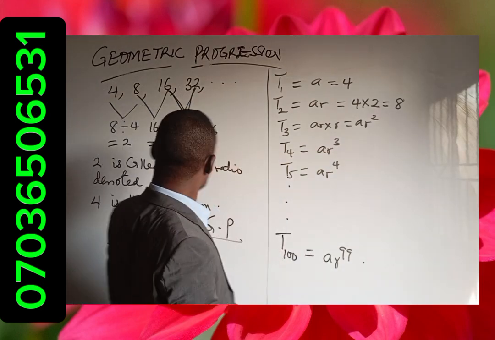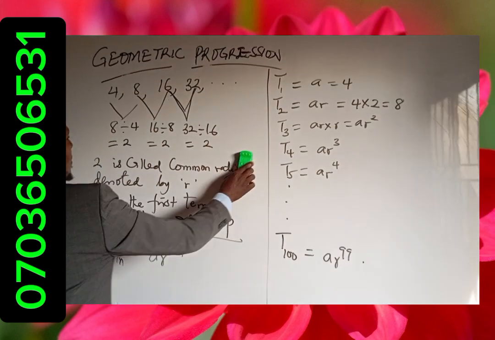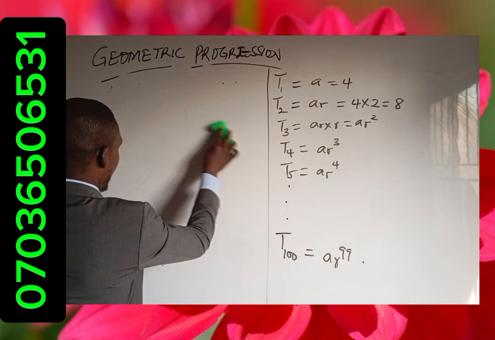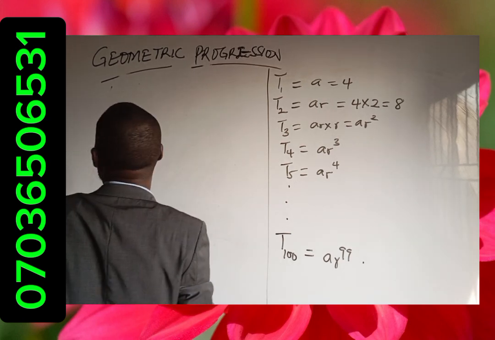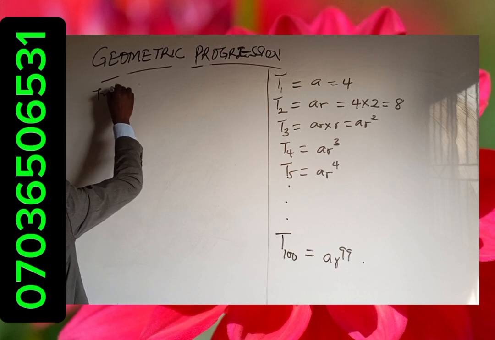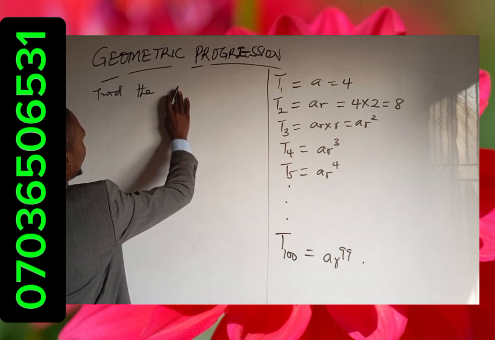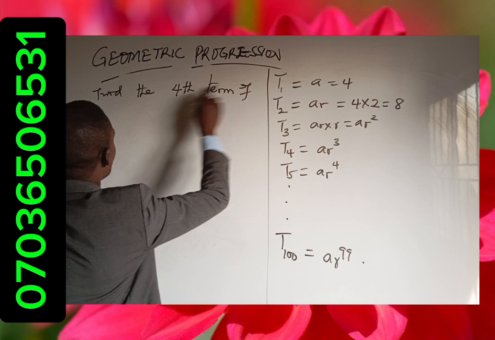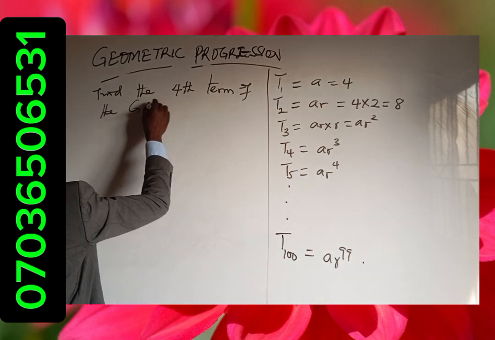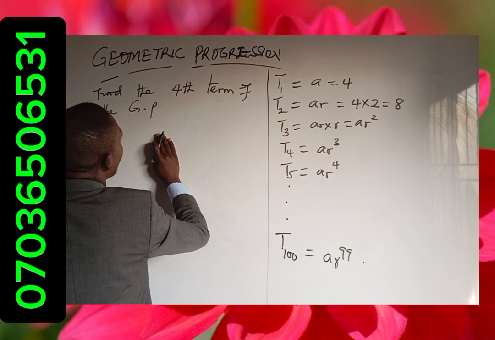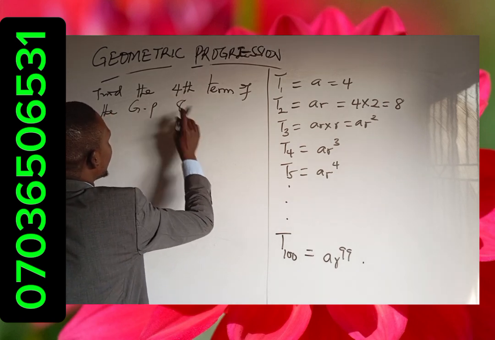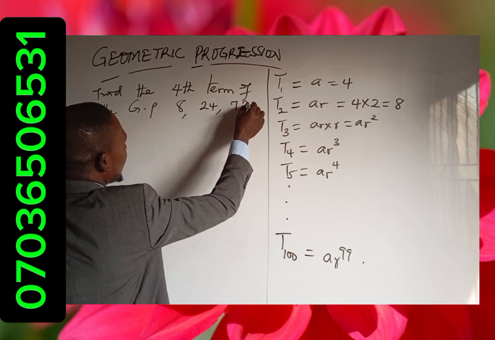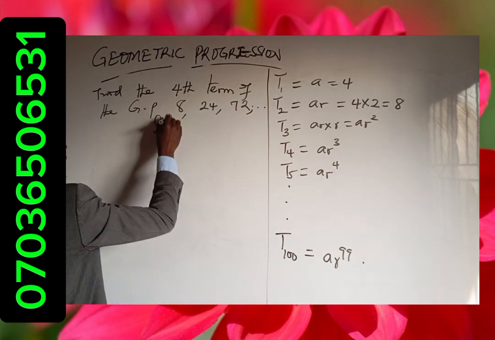Good. Let me give you an example. Example: find the fourth term of the GP 8, 24, 72, dash dash dash.